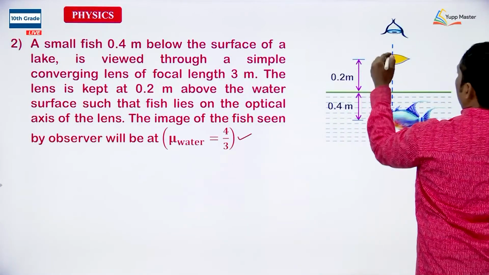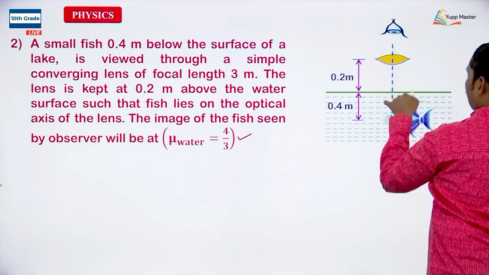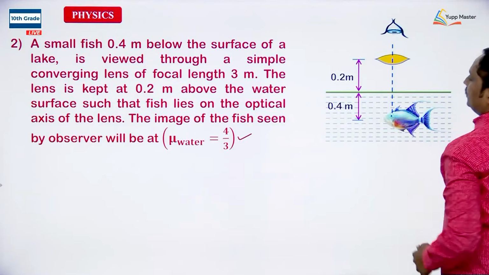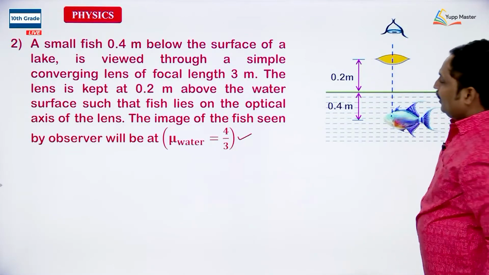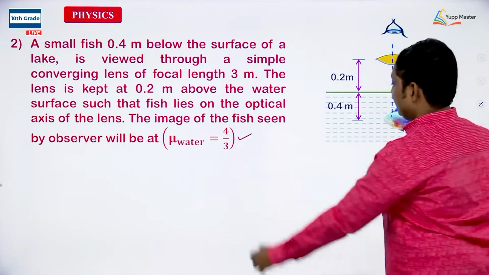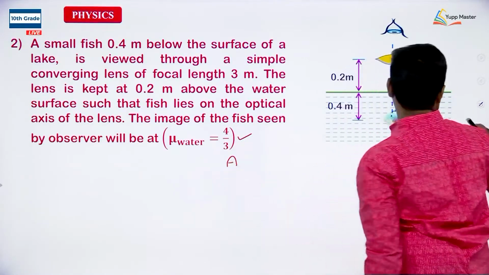You have to identify this. From this convex lens we are going to observe that. So, this is the optical axis. You have taken 0.4 meter and 0.2 meter. Now, we would like to take the apparent depth.